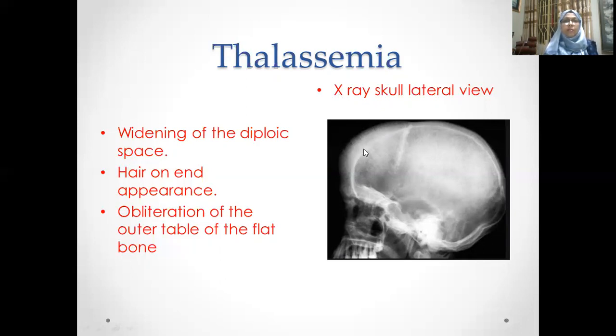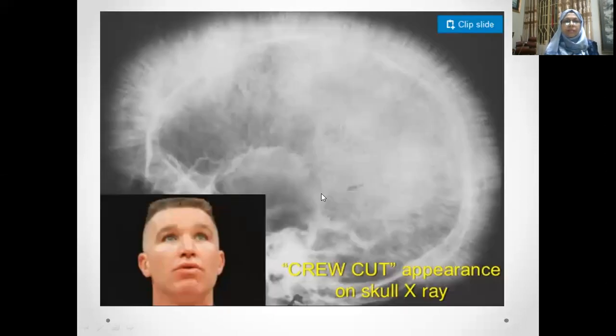So again, widening of the diploic space. This is the diploic space and hair on end appearance, and this is the inner table. It is visualized, but there is no outer table in the frontal bone as well as in the parietal bone. Hair on end appearance of the skull bone, frontal bone and the parietal bone, and crew cut appearance on the X-ray skull.